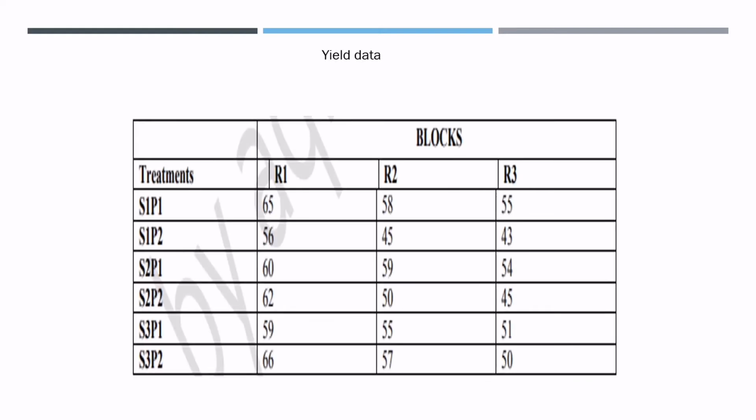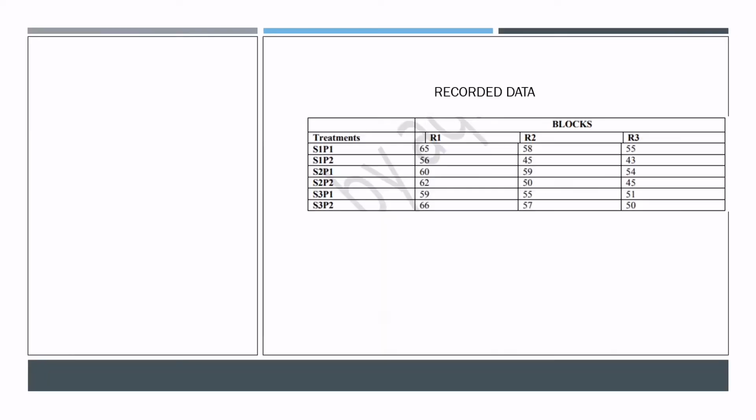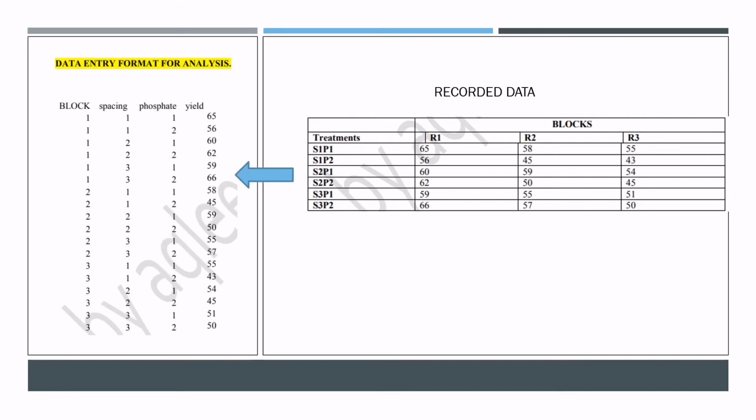From this experiment, he or she records yield data like this. In order to analyze this data using Statistix software, he or she needs to follow these instructions. First, arrange the data in an Excel sheet like this, and then copy this data from the Excel sheet. After copying, paste all the data into Statistix software.